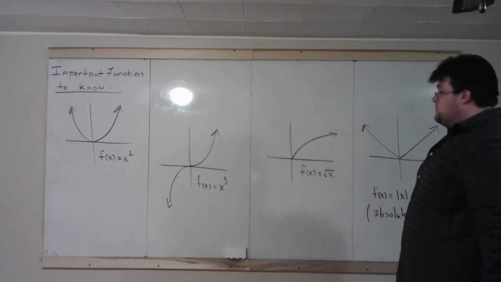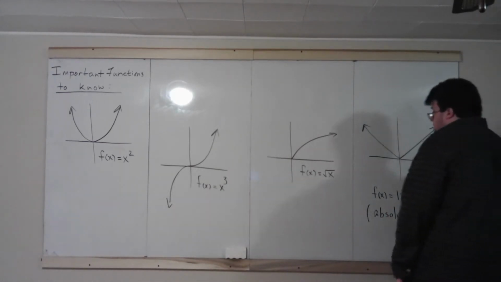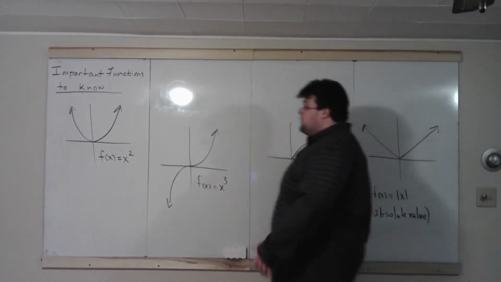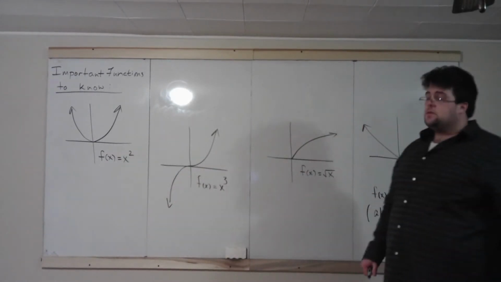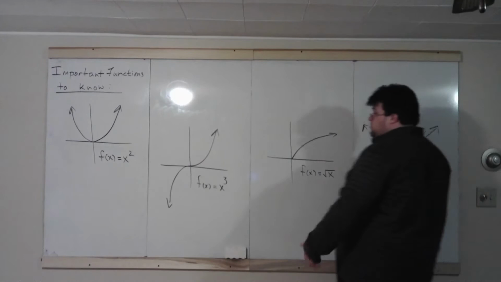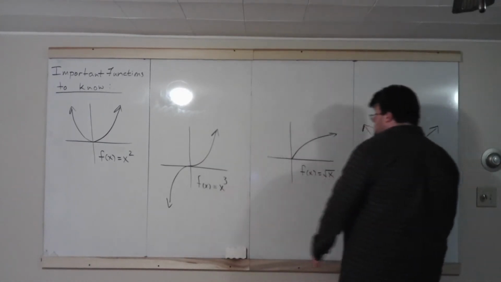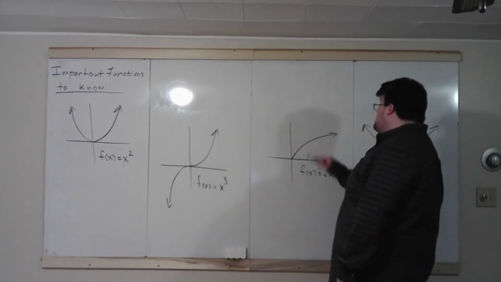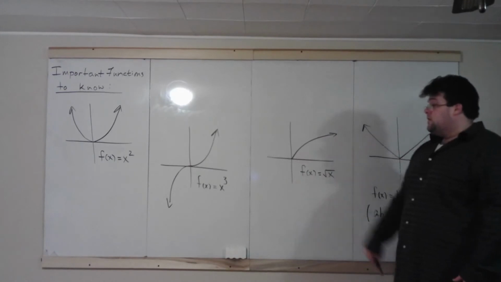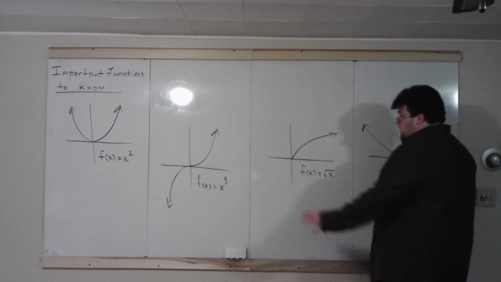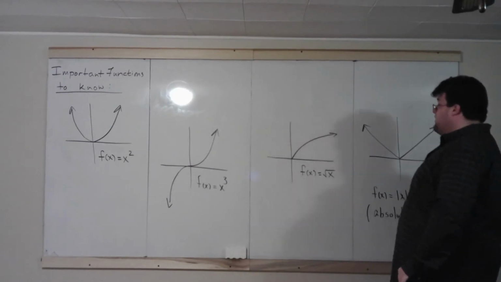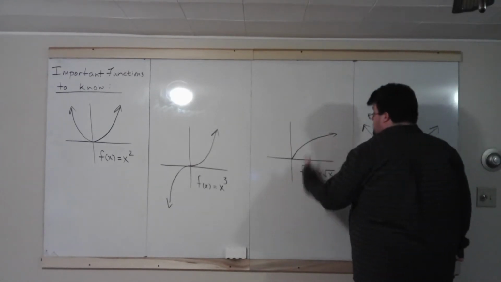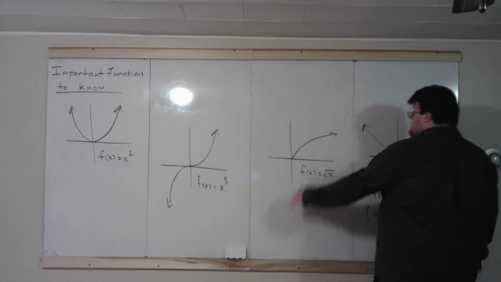It still goes through 0, 0, because 0 cubed is 0. Here, in these first two, notice the domain was all of the x-axis, because you could put anything into those functions and get something out. Here, notice the domain is only 0 to infinity on the x-axis. Here we have the square root function, f of x equals square root of x. Starts at 0, 0, goes up like that.